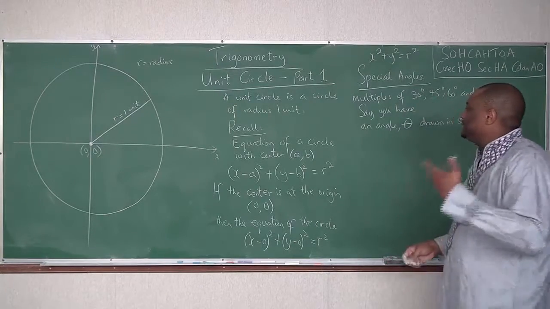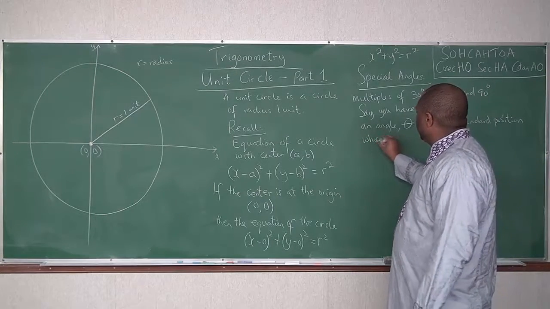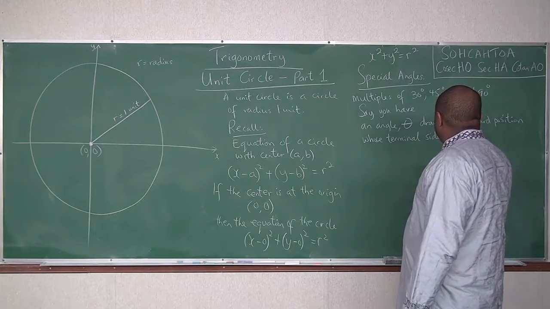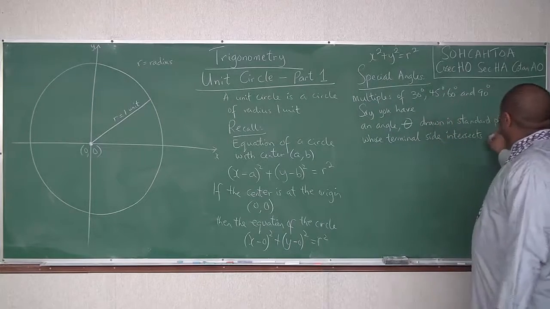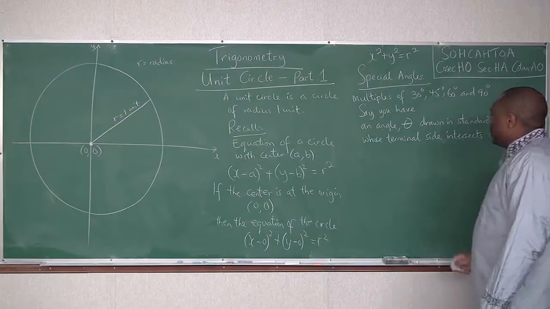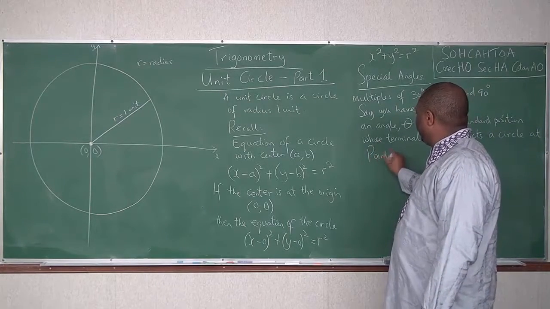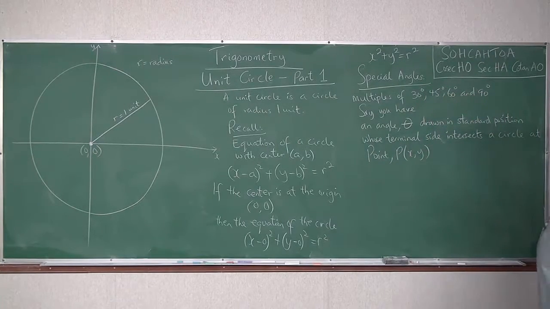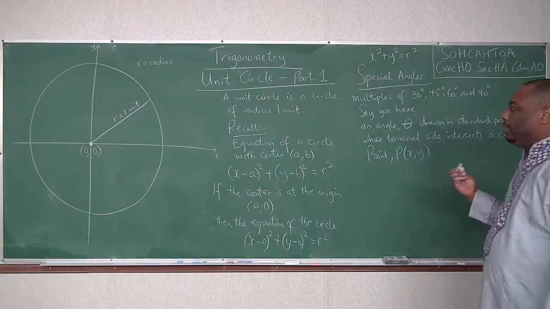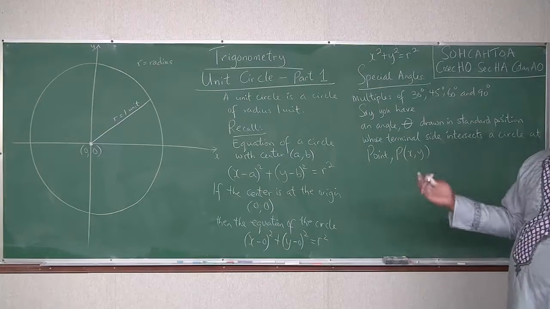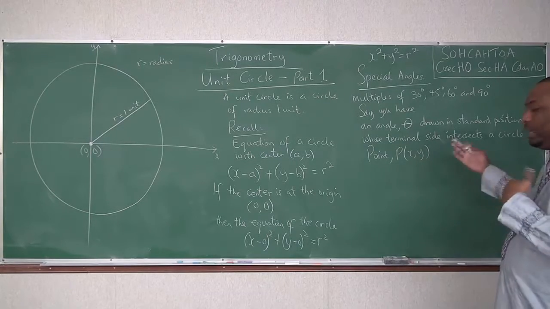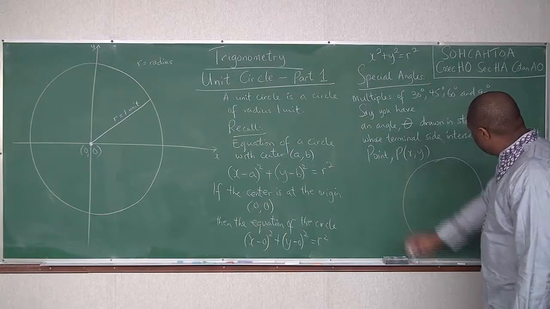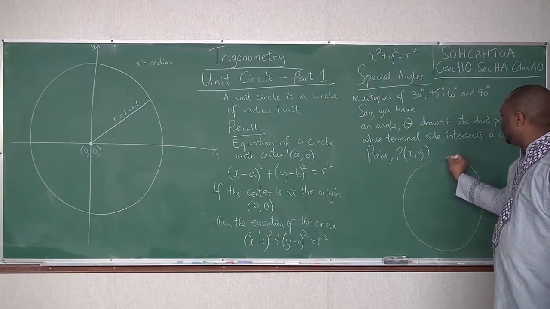An angle theta drawn in standard position whose terminal side intersects a circle at point P. Now, let us visualize what I just explained. So you have the circle here.